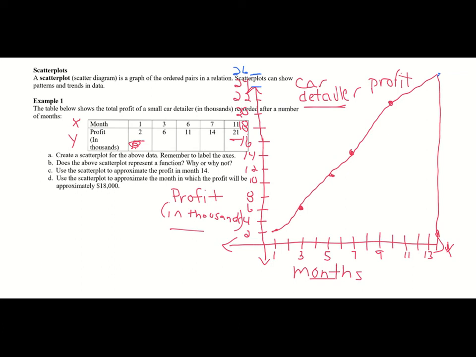And then use the scatter plot to approximate what month the profit will be 18,000. So here is our 18,000. If we go out and I look at that, and then I go down, I'm going to say it's about month 8. So approximately the profit will be 18,000 in month 8. All right, so we sketched it and looked at it to answer some questions. Again, not the neatest thing, I apologize, but hopefully it gave you some good idea of what to do with that scatter plot.